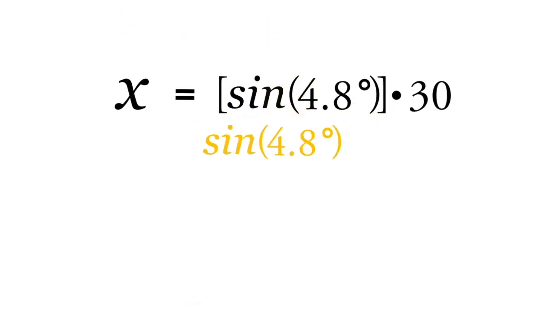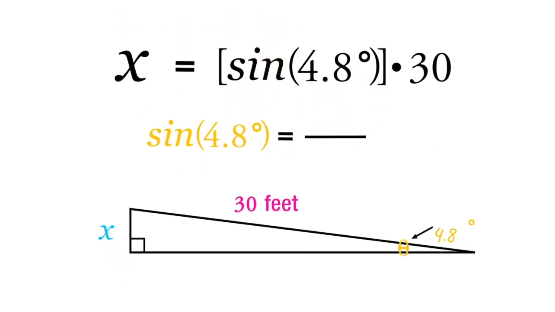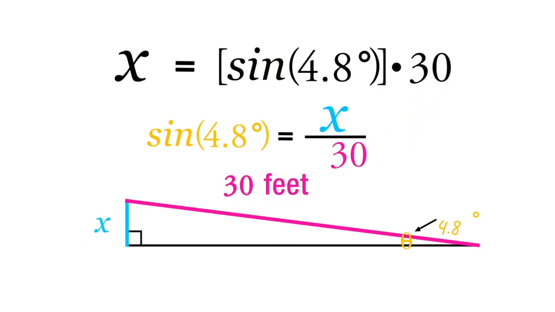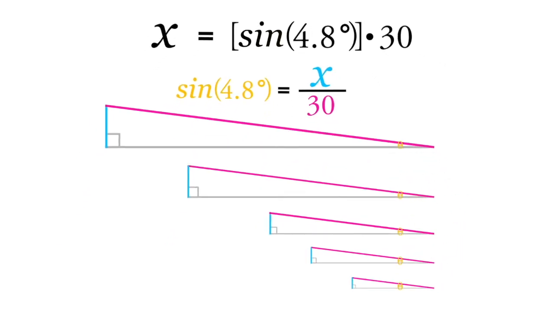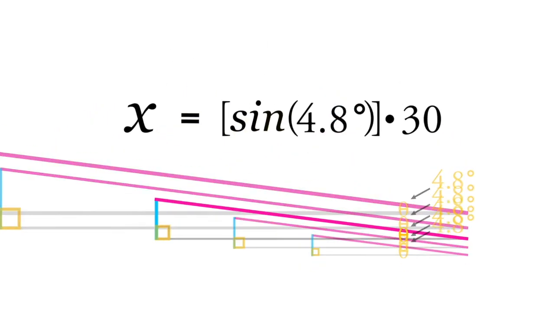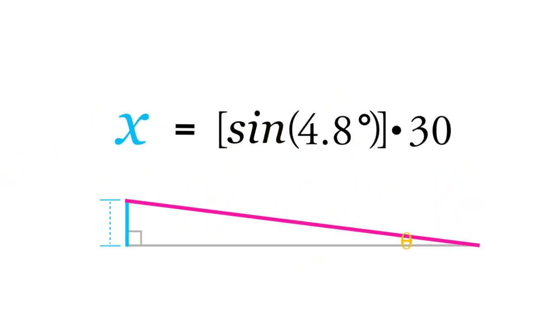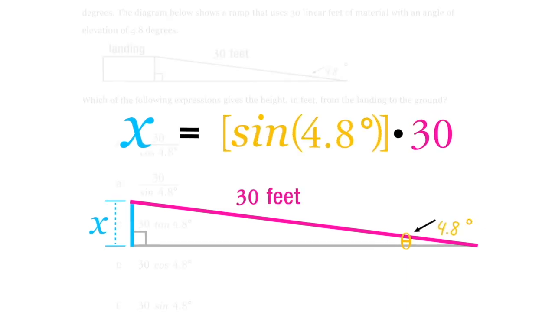And really, the sine of 4.8 degrees is a ratio of this distance divided by this distance. And no matter how big or how small the triangle is, you can see that that ratio remains constant. That's a family of triangles with a right angle here and an angle here of 4.8 degrees. So we were left off with x, that's our height right here, is equal to sine of 4.8 degrees times 30, and that's our answer.